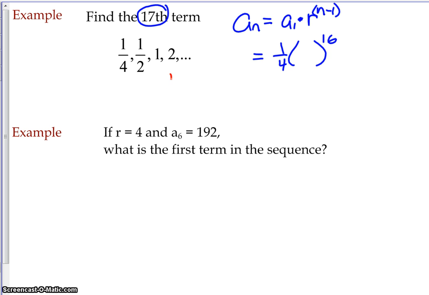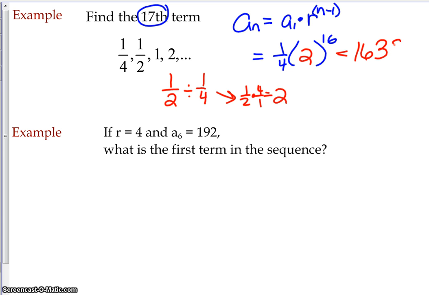Well, I told you before, the best way to figure out your r is to take your second term and divide it by your first term. Well, in order to take 1/2 and divide it by 4, the quickest way is to take 1/2 times 4/1. My answer here is 2. Okay? So now I need to take 1/4 of 2 to the 16th, and I get for an answer here 16,384. That's going to be the 17th term. These terms go up really pretty fast.